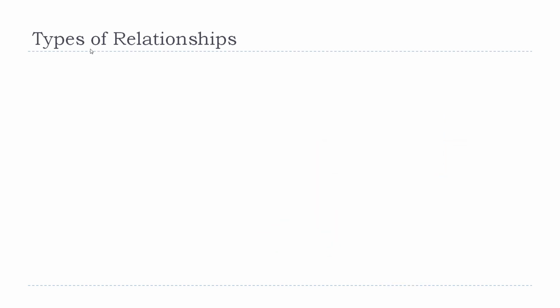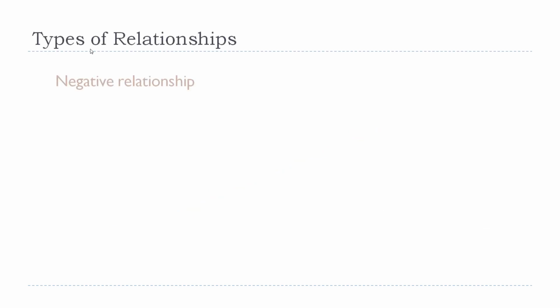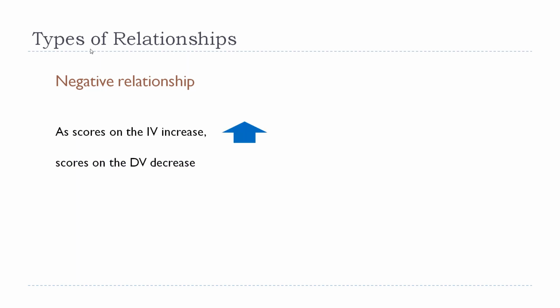So let's remind ourselves what that would look like. So that's the positive relationship that we observed between depression and hours worked. As depression increased, hours worked also increased. Now, there's another type of relationship, which is what I almost said before when I caught myself, which is a negative relationship. In these scenarios, as scores on the independent variable increase, scores on the dependent variable decrease. So they're going in opposite directions.